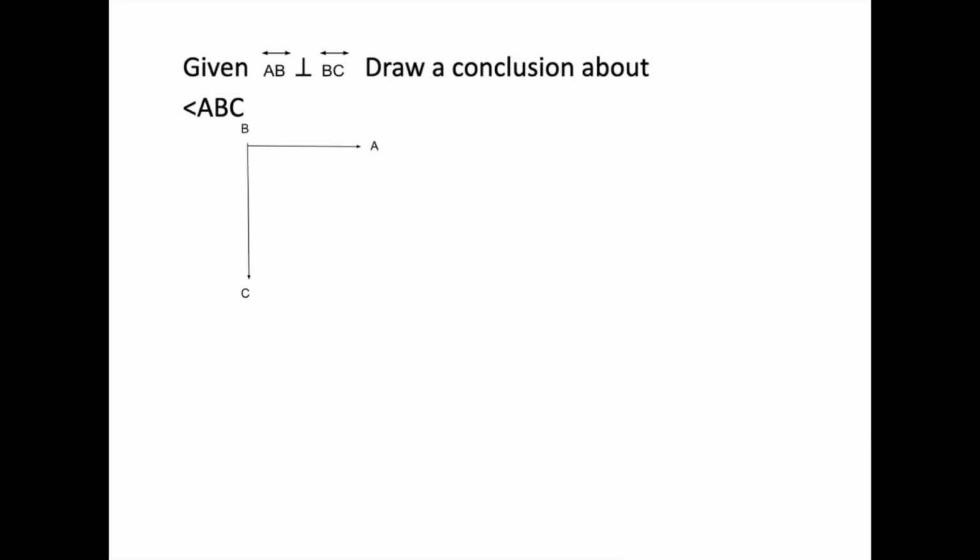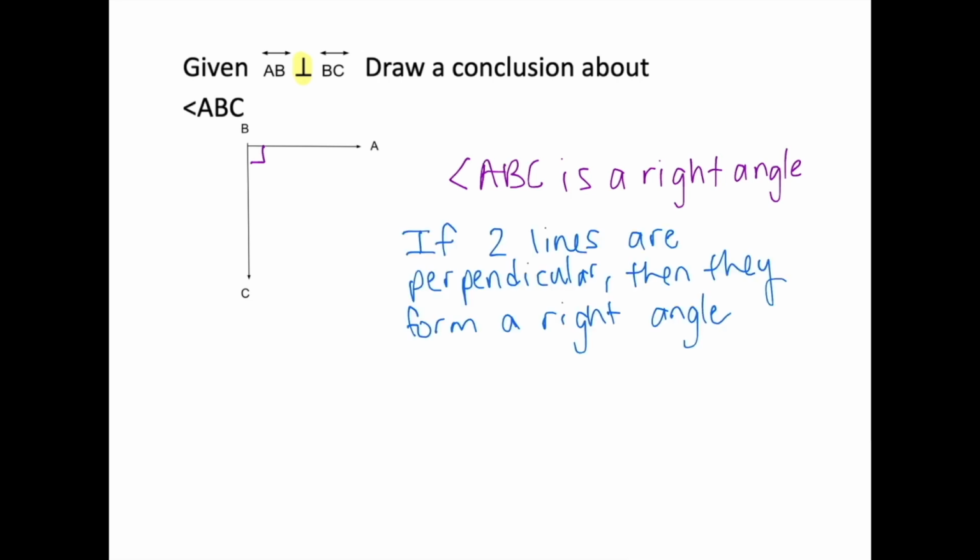The first thing is that we need to know that this symbol means perpendicular, and that perpendicular lines make 90 degrees. What you can say then is that angle ABC is a right angle. Now we can say that if two lines are perpendicular, then they form a right angle. Angle ABC will be 90 degrees.